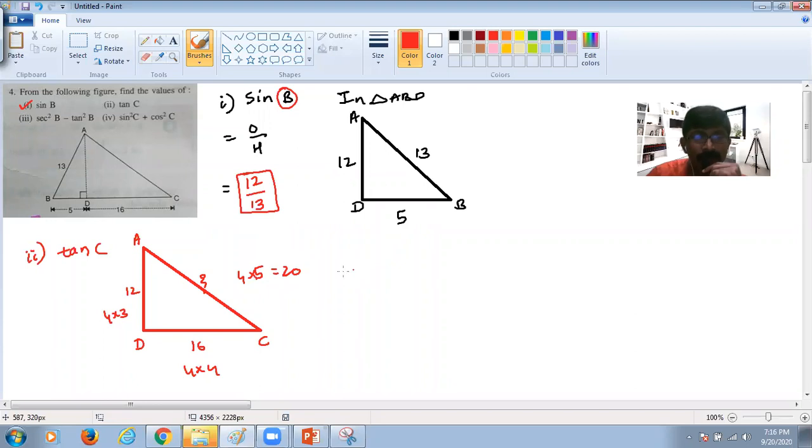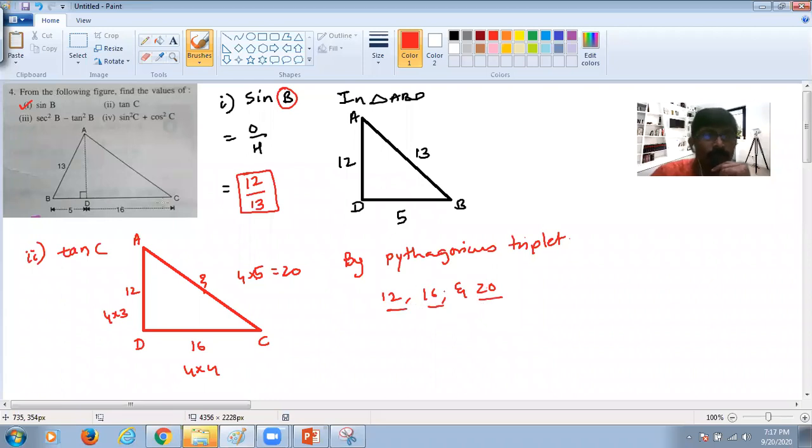So the standard Pythagorean triplet is 12, 16, and 20. So this is a standard Pythagorean triplet. So what is this missing side? AC is going to be 20. I hope you understood this.